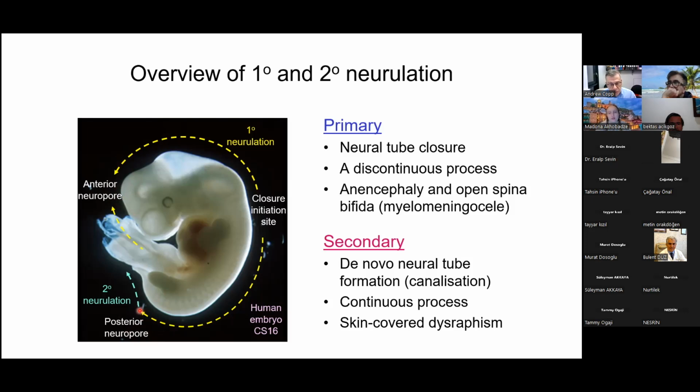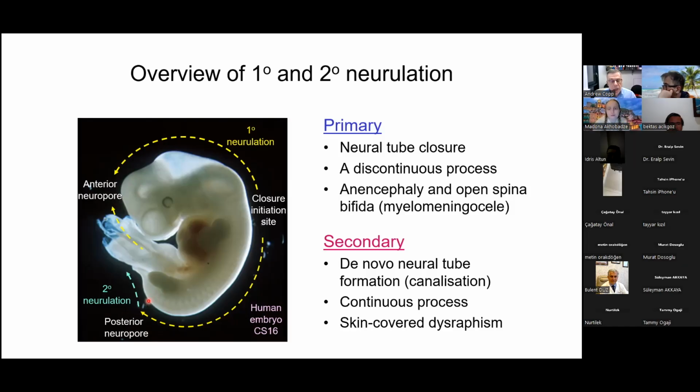But then we have secondary neurulation, which goes on beyond the posterior neuropore, and we've mapped this level in the mouse to the S2, second sacral level, and below that is secondary neurulation, a different process not involving any closure, de novo neural tube formation by a canalization process, and I'll show you what that looks like in a moment.